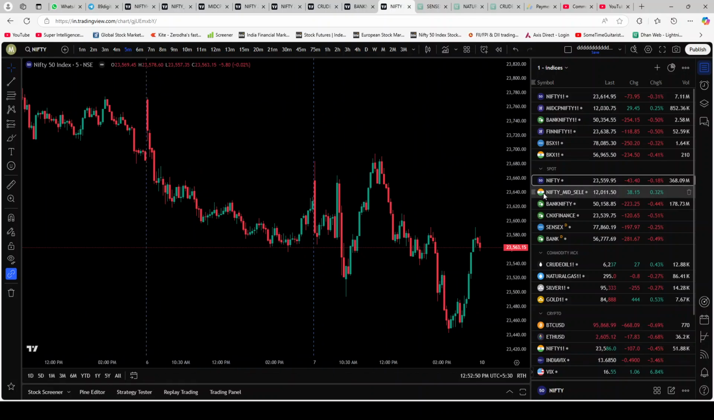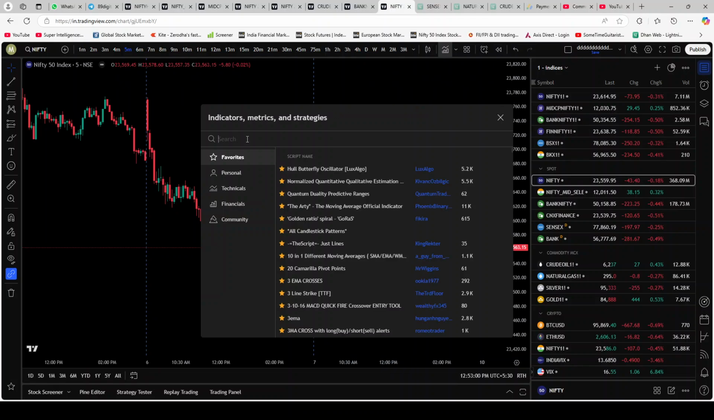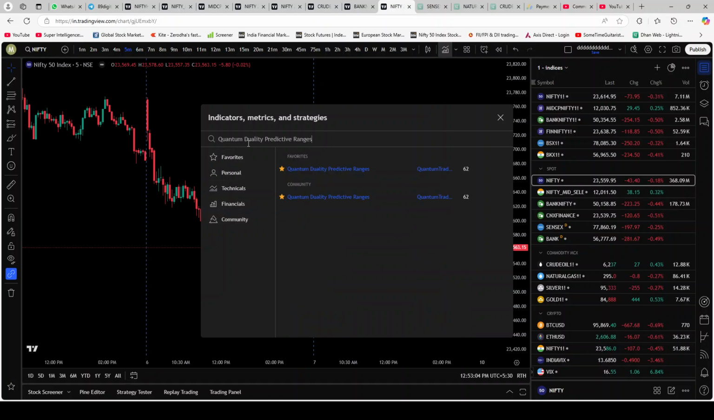So currently I have a Nifty 50 spot chart, 5 minutes time frame, no indicator, only session breaks showing where one day has ended and the next day has begun. The indicator suggested to me was by the name of Quantum Duality Predictive Ranges by Quantum Trading, I think. All right, so this is the name, Quantum Duality Predictive Ranges.